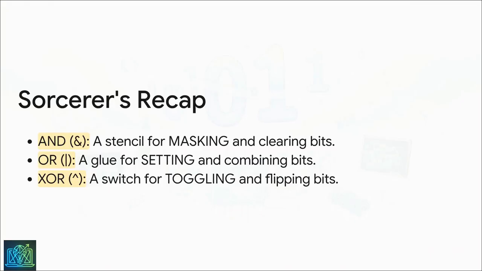Okay, let's do a super quick recap of our new magical tools. Remember, AND is the stencil you use to mask and isolate bits. OR is the glue you use to set and combine bits. And XOR is the clever little switch you use to toggle and flip bits.